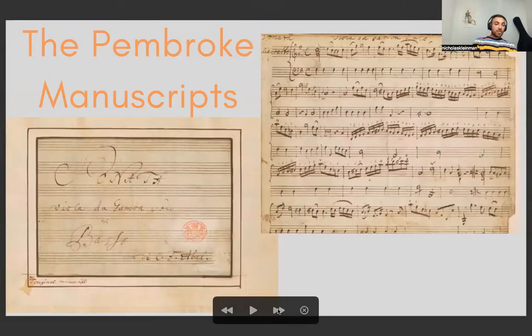Now we're on the Pembroke manuscripts. So these are in the British Library, and there are in this grouping no cadenzas. On the website, the British Library divides them into two books, but there are two collections. So there's this Pembroke collection, which is in England, and there's another one, which I will talk about after. But the first Pembroke collection has no cadenzas.